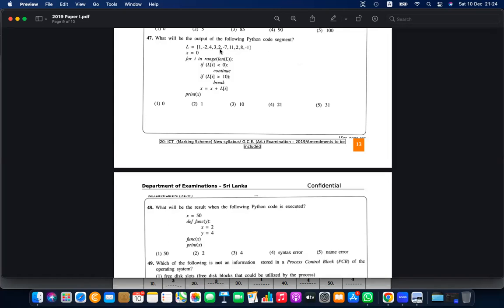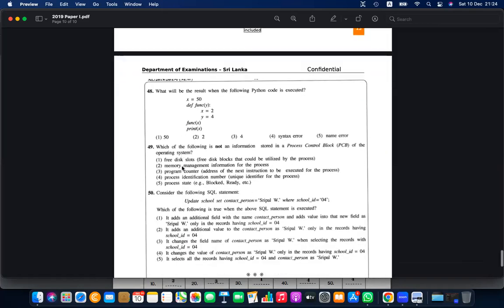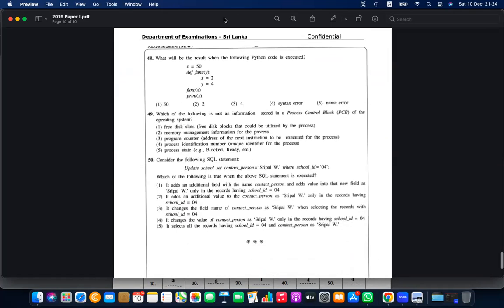So next is 48. 48, 49, 50. All three you can do. Let's finish.